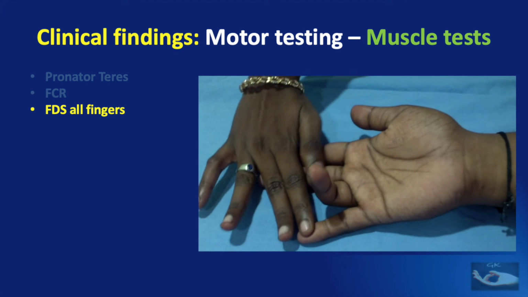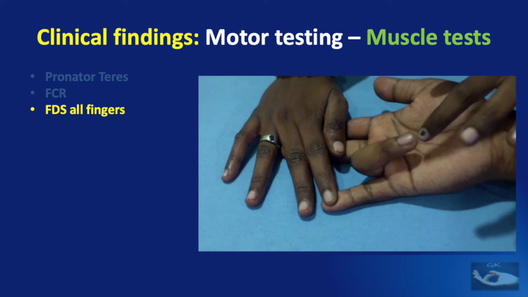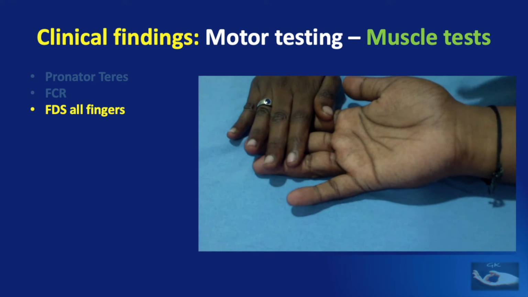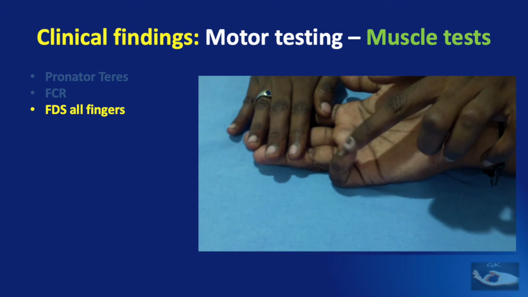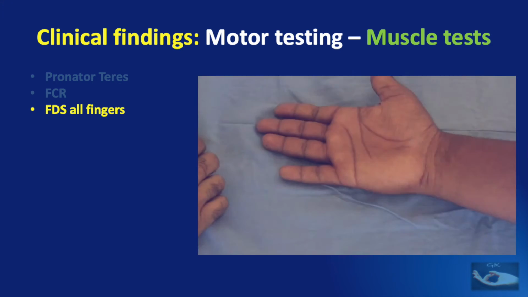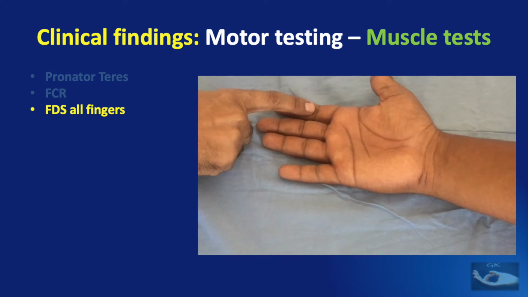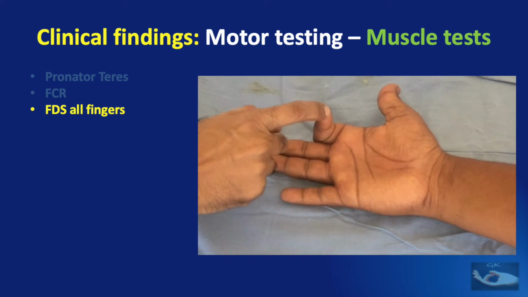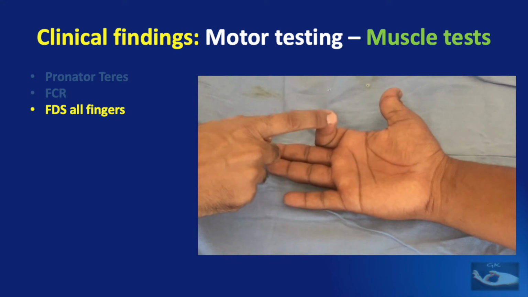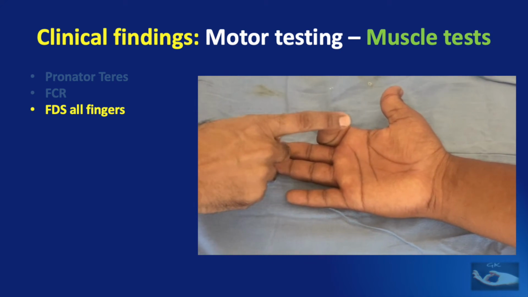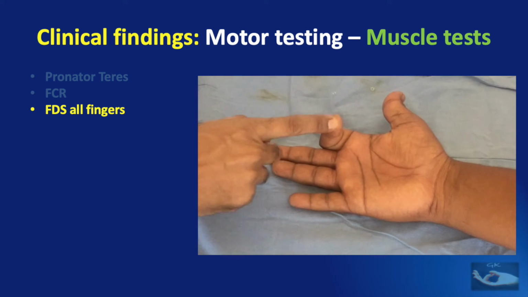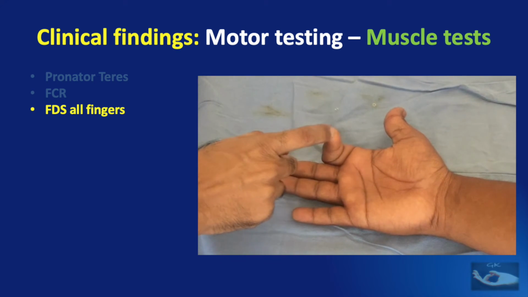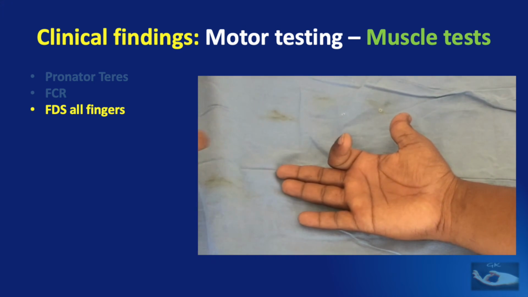In a similar fashion, by restricting the middle and little fingers, the ring finger FDS can be tested, and by restricting the middle and ring fingers, the little finger FDS can be tested. But the FDS of the index finger cannot be tested in this fashion, because the FDP of the index finger is a separate muscle. Here, the patient is asked to flex the proximal interphalangeal joint, and the tone of the distal interphalangeal joint is checked to make sure that the FDP is not performing the flexion of the PIP joint.